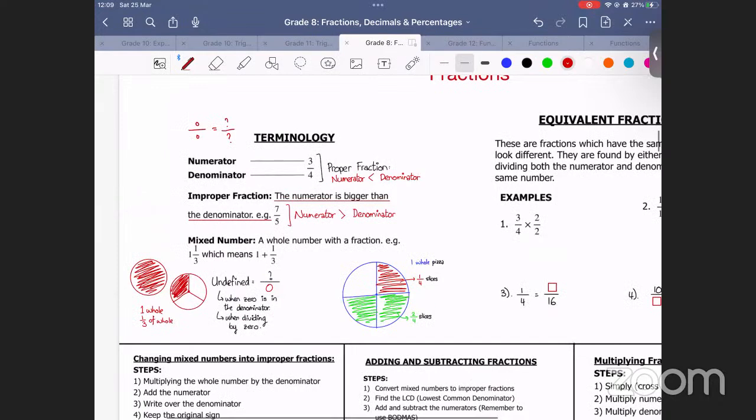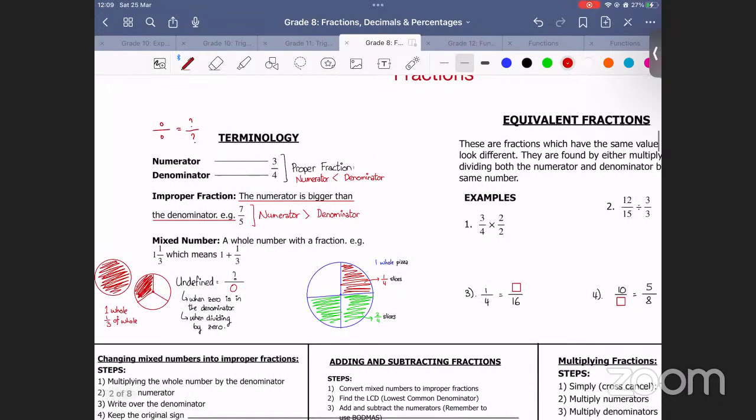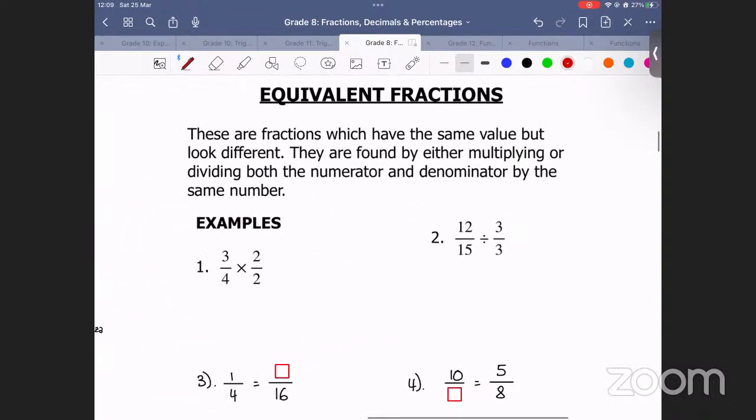This is something I need to mention. Now let's talk about equivalent fractions. These are fractions which have the same value but look different. They are found by either multiplying or dividing both the numerator and the denominator by the same number.